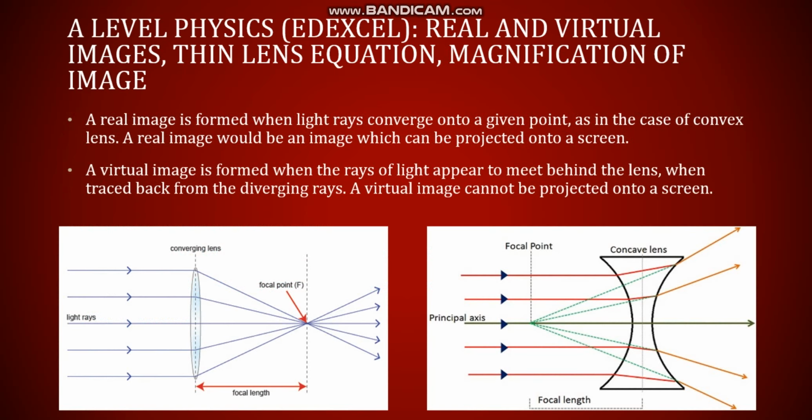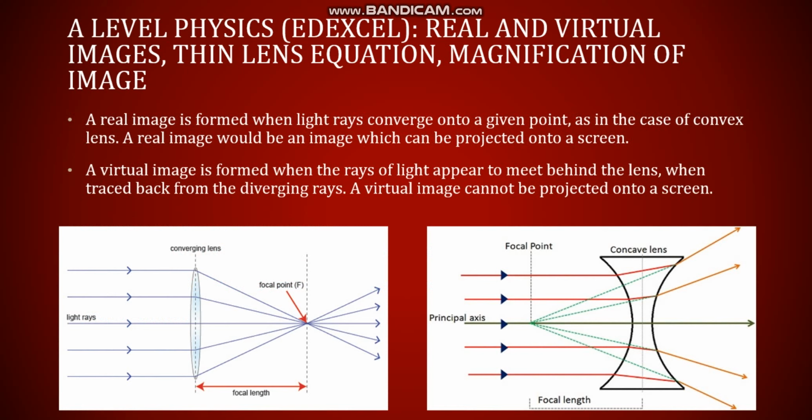So, a real image is formed when light rays converge onto a given point, as in the case of a convex lens. And a real image would be an image which can be captured or projected onto a screen. So as we see on the following diagram on the left hand side, it shows a picture of a converging lens. We have our parallel rays of light entering into the lens, and those light rays then refract and converge onto a given point, which is referred to as our focal point. And there is a vertical dotted line going down the center of our converging lens, and that would be referred to as our lens axis. And the distance between the focal point and the lens axis is referred to as the focal length.